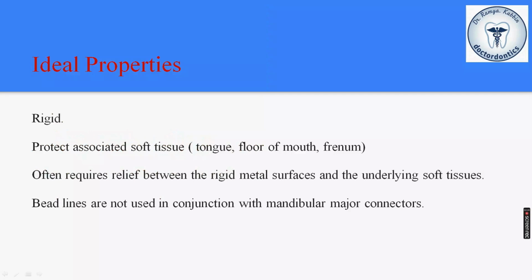Now, what should be the ideal properties? It should be rigid. If it is flexible, then it will cause damage on its movement. Whenever there is application of function or force, if it's flexible, it is uncontrolled. It will have many unwanted forces distributed onto the abutment and soft tissue. Hence, it should be rigid. Just like a bridge, it is only if it is rigid that you can pass over it. So it should be rigid.